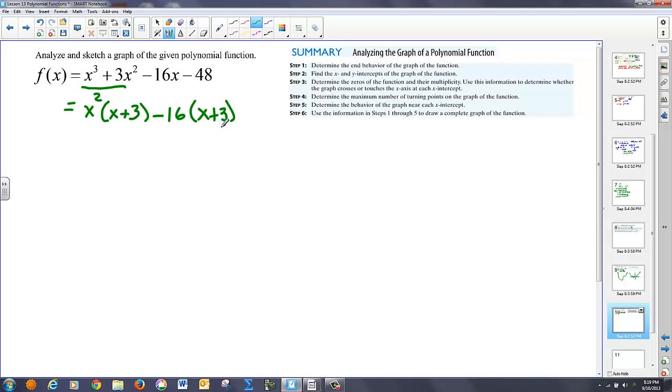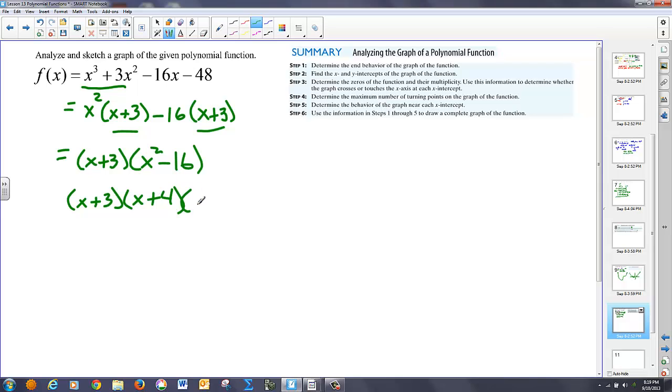Now you'll notice that x plus 3 is in common. So what I have is an x plus 3 in common and an x squared minus 16 popping out. Now I have an x plus 3, x plus 4, and an x minus 4. Each of these has a multiplicity of 1 because it's raised to the first power. I have intercepts at -3, -4, and +4.